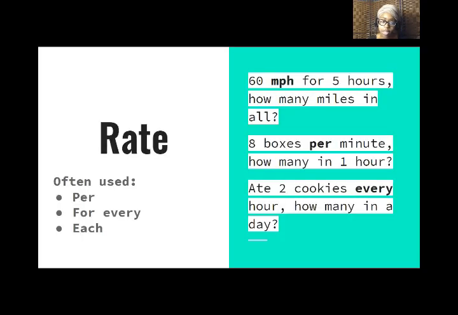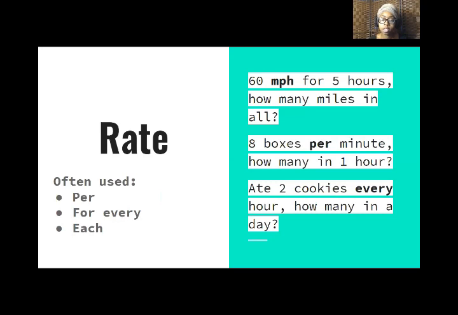Rate usually uses the words per, for, every, and each, and you will more than likely see per in a rate type of word problem. So let's look at the first example. It says 60 miles per hour for 5 hours. How many miles in all?